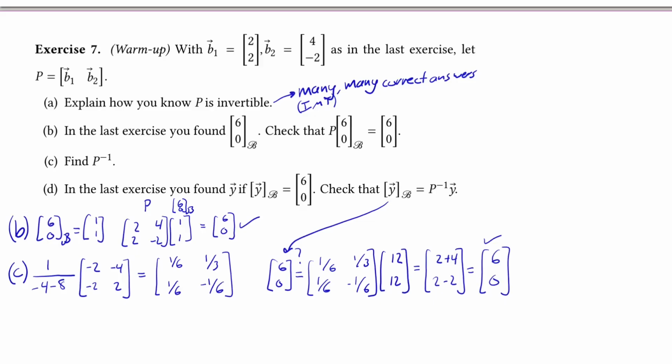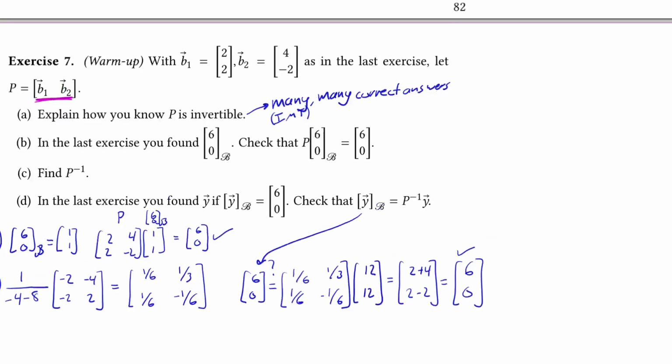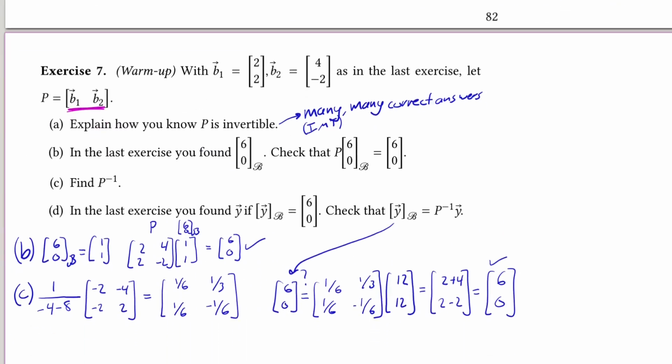Exercise 7. For A, there's a lot of ways you could say that P is invertible. You could use the invertible matrix theorem, which says that if you know that you have a linearly independent list of vectors as the columns, and we can tell these are linearly independent by looking at the picture, or if you can see that they span all of R2, that's enough. You could also use the determinant thing where the determinant comes out to be non-zero. A lot of ways to do it.